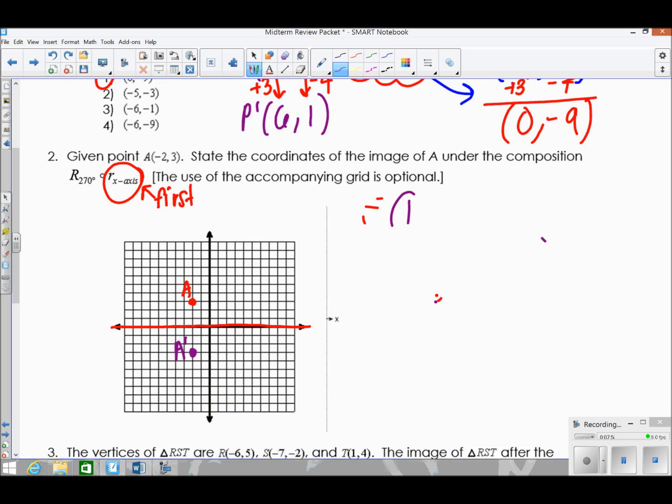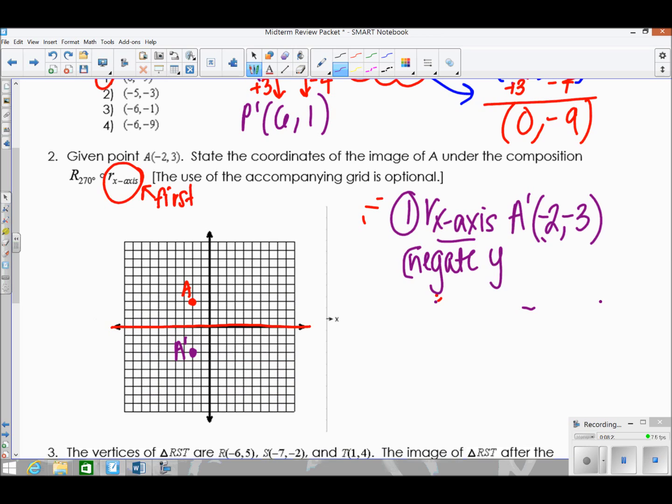So my first thing that I did here was a reflection over the x-axis, and I got A prime as -2, -3. Now, some of you might remember the rule. Essentially, since I'm moving this over the x-axis, all I really did was negate the y value. So that's the rule. So you didn't have to do this on a graph, but on a graph, you count. Otherwise, you remember the rule, you negate y. You always negate the opposite. So if you're reflecting over the x-axis, negate y. Reflecting over the y-axis, negate x.